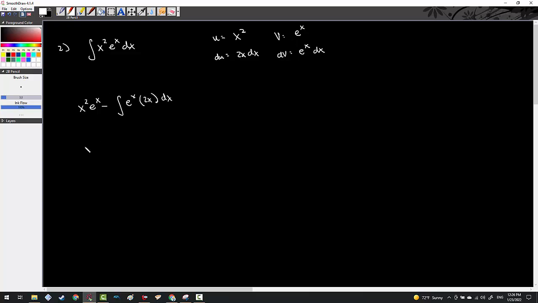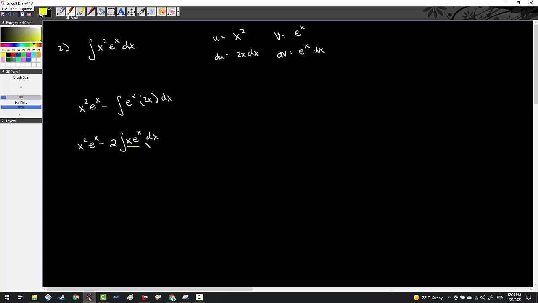Now the 2 is a constant, I'm going to kick it out. So x squared e to the x minus 2 times the integral of x e to the x dx. Now, let's pay attention to this spot right here. That's not a u-sub. If only this was x squared on the inside, I could have u-subbed it. But that's unfortunately just not where we're at.